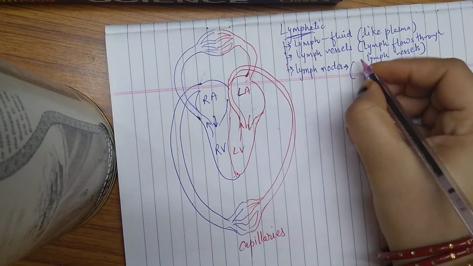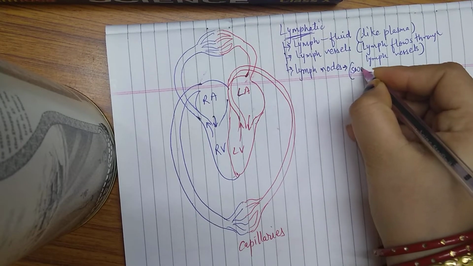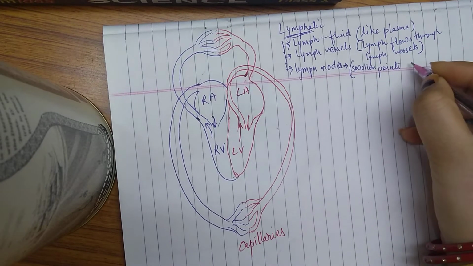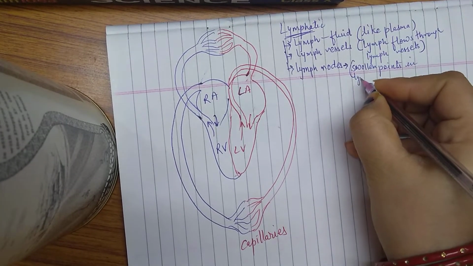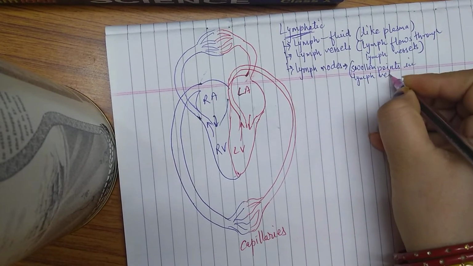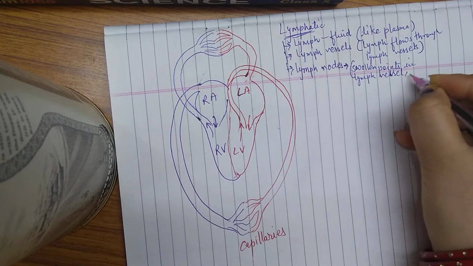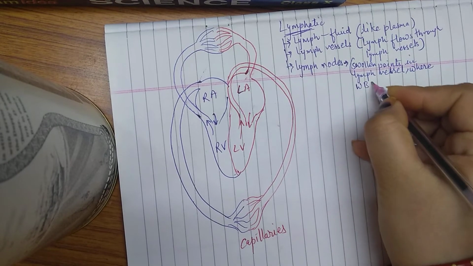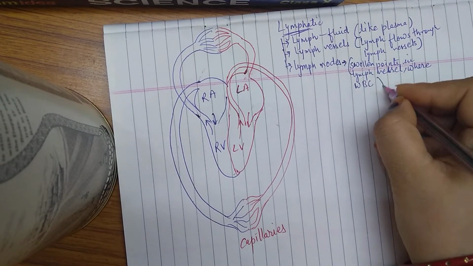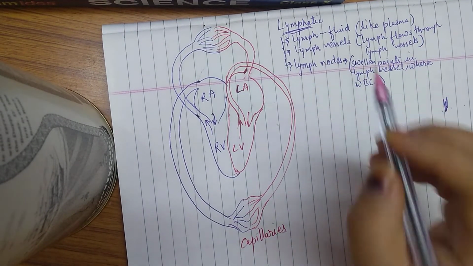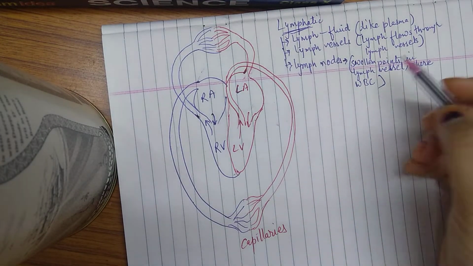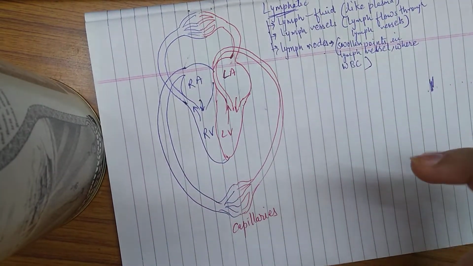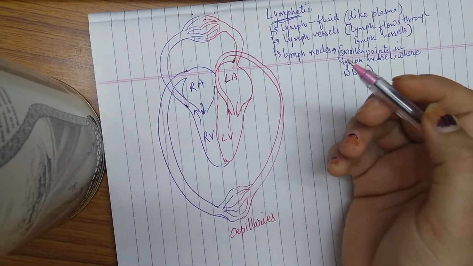Lymph nodes are some swollen points in lymph vessels where WBCs are in abundant quantity. Okay, now to understand the lymphatic system, first I am revising the circulatory system through which the blood circulates in our body.